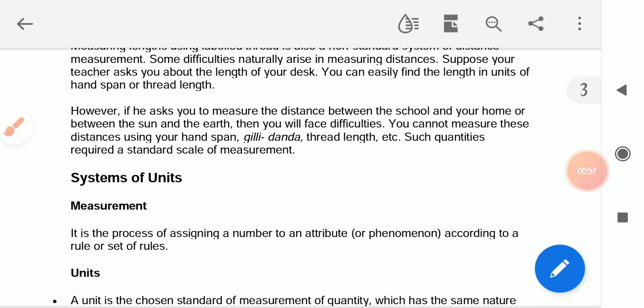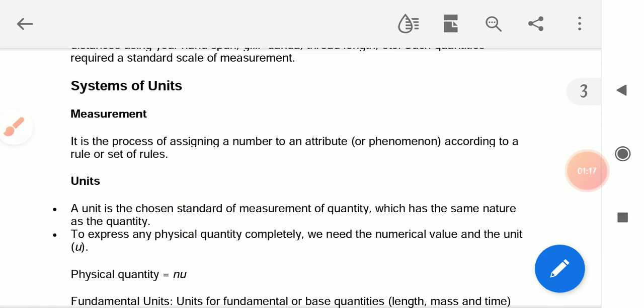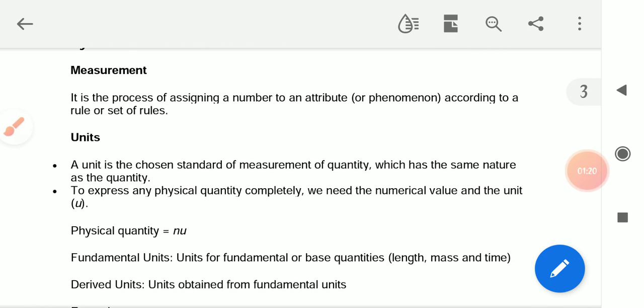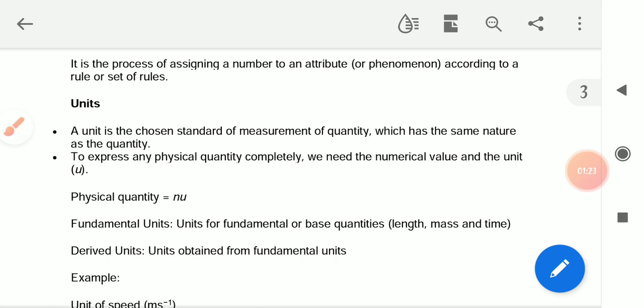Now the definition of measurement. It is the process of assigning a number or attribute according to a rule or set of rules. To express the magnitude of a physical quantity, we should know two things: the unit in which the quantity is measured, and the numerical value. To express any physical quantity completely, we need a numerical value and the unit. The magnitude of a physical quantity is equal to the numerical value of the physical quantity times the size of its unit. That is, physical quantity, n u.